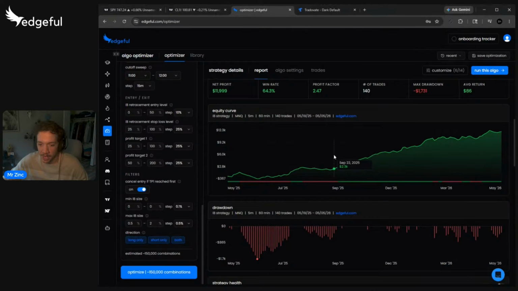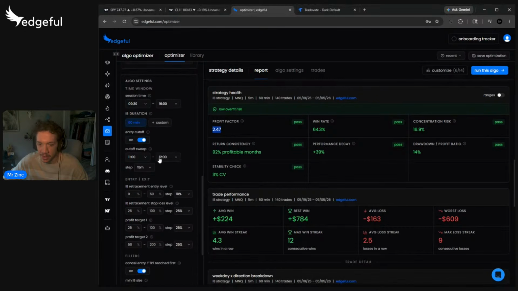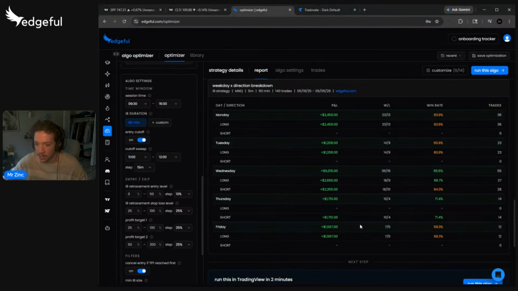All right, for the optimized IB, 2.47 profit factor with the entry cutoff at 11 o'clock. Now you guys can see why I put that in place. It was 2.3 prior to the cutoff. Now it's 2.4. The win rate jumped up 4%. And here are all our individual weekdays now.